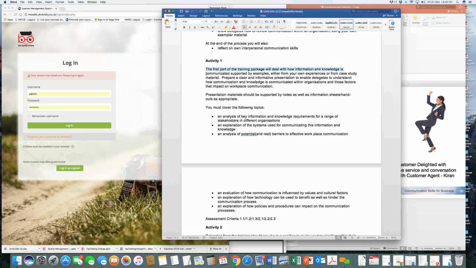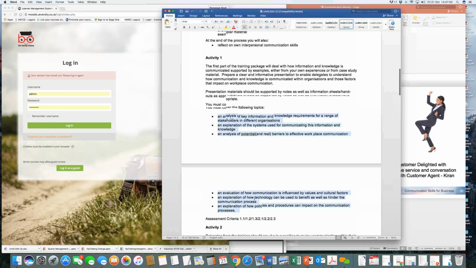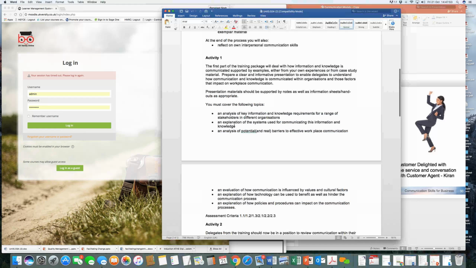Yeah. And when you produce those information sheets or tasks for your colleagues, what you're looking at doing is basically covering these tasks in the assignment brief. So what we can correlate to is something that we've covered today, which is the explanation of system used for communicating this information and knowledge, and the analysis of the potential and real barriers to effective workplace communication. So these tasks directly correlate to the presentation slide that we have gone through today.